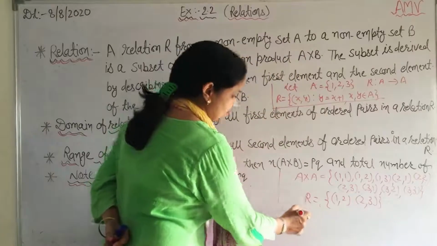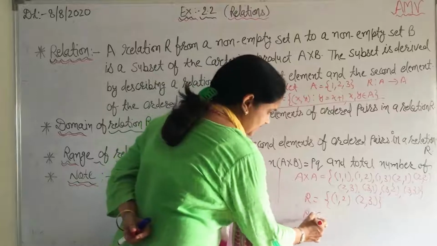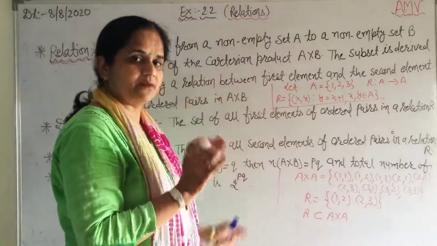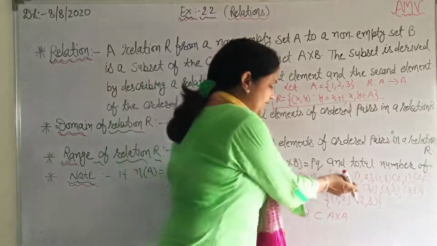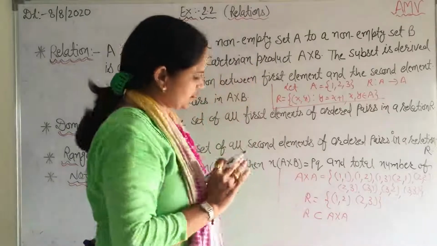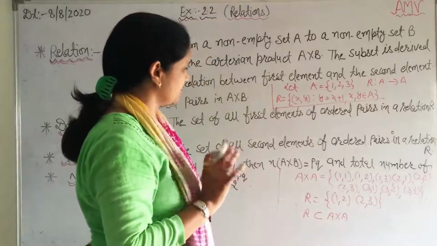And now see that R is a set and a subset of A cross A, the Cartesian product. It may be equal if all the elements are related. Otherwise, R is a subset of the Cartesian product A and A.